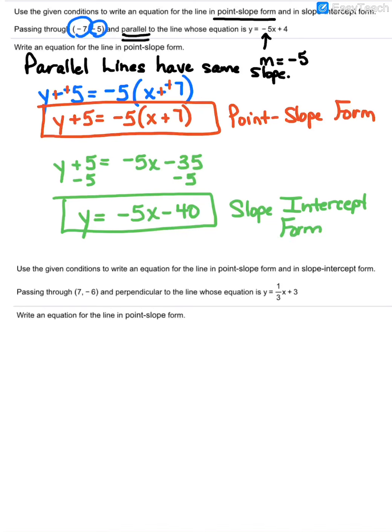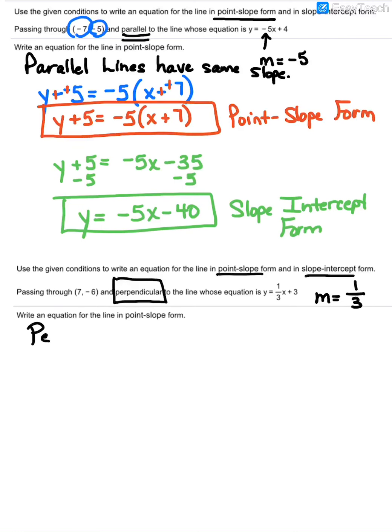Okay, so with the second problem here, again, we're using the given conditions to write the equation in both point-slope form and slope-intercept form, just like before. This time it's passing through the point (7, -6), but they tell me it's perpendicular to the equation y equals 1/3 x plus 3. So the slope of the line they're giving me is positive 1/3.